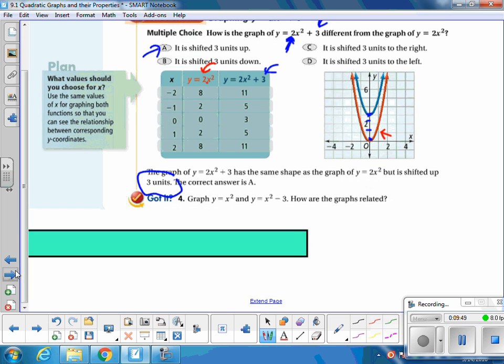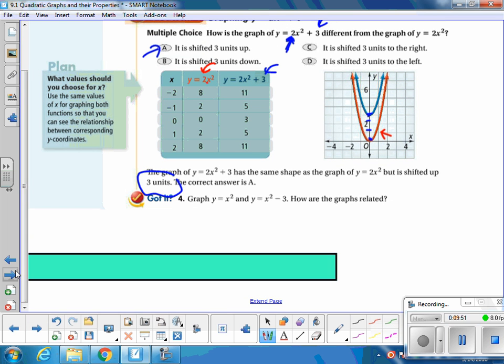Take a look at this. Number 4, how are the graphs related? All right, we can see that the graphs are the same here, but the -3, the c term, influences my graph by shifting it down 3.